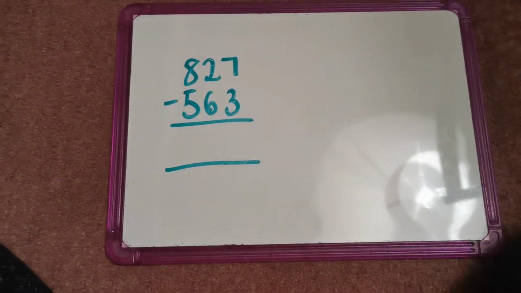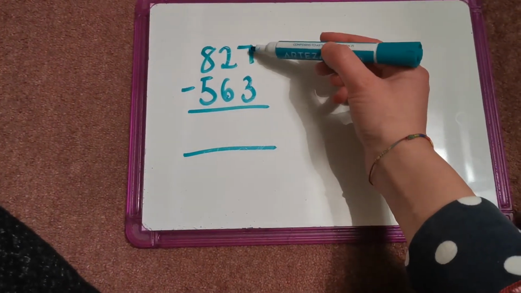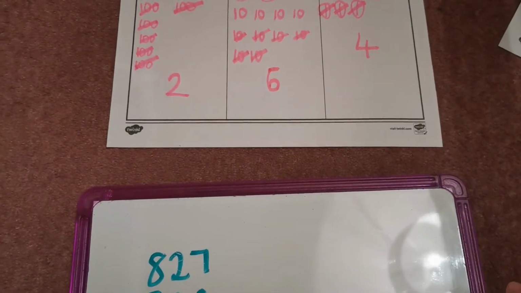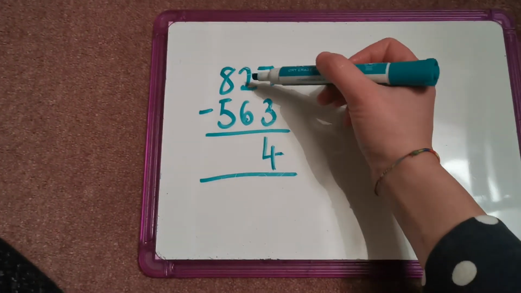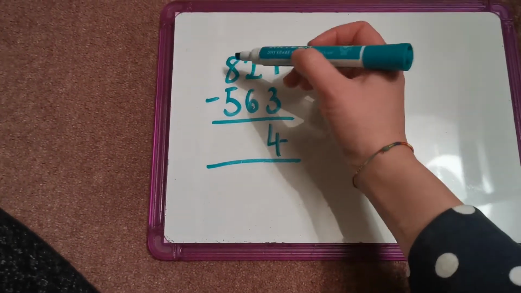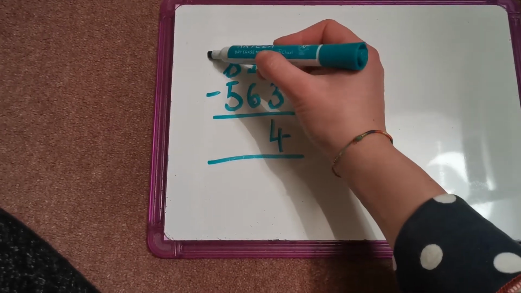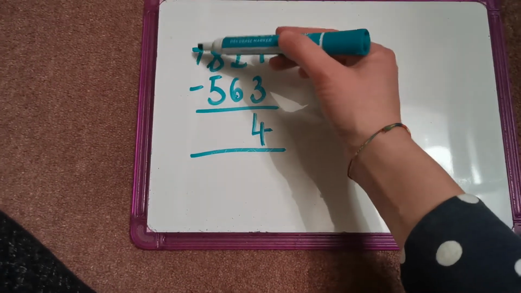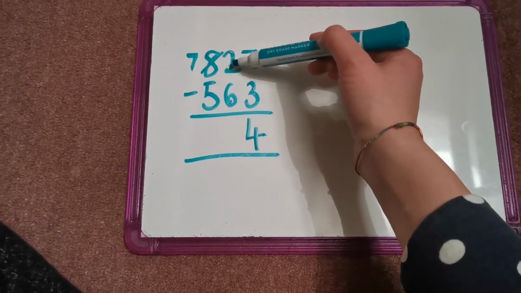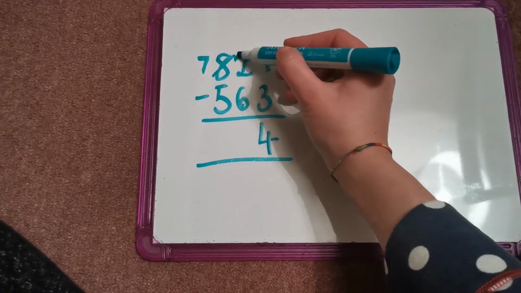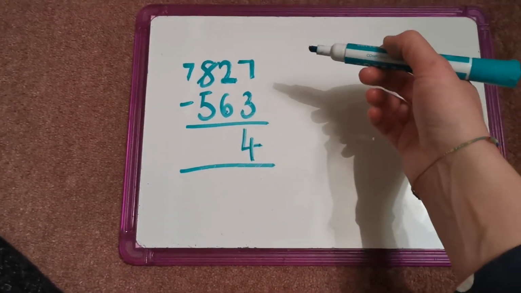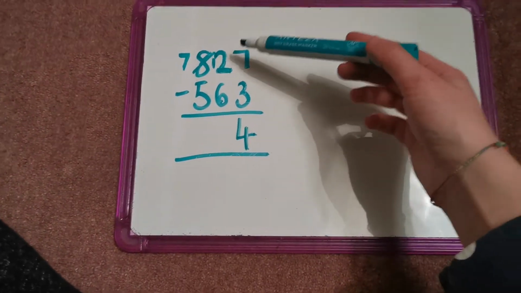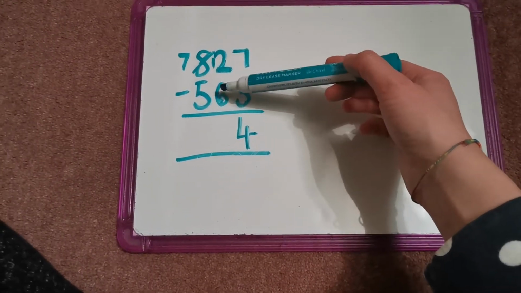Right, here's the written method. So we're going to start again with the ones. So 7 subtract 3 is 4, just like I had in my place value chart. Then I don't have enough tens, so I need to exchange it for one of my hundreds. So what I'm going to do is, I had 800, I now have 700, because that extra 100 that I'm going to exchange is going to be part of my tens, and I'm going to exchange it for 10 tens. So I now have 120, which is 12 tens, and I'm going to subtract 6 tens.